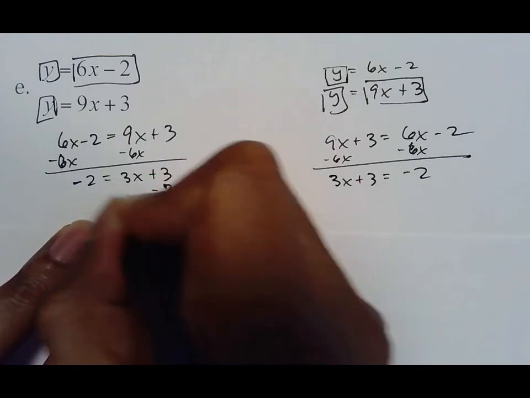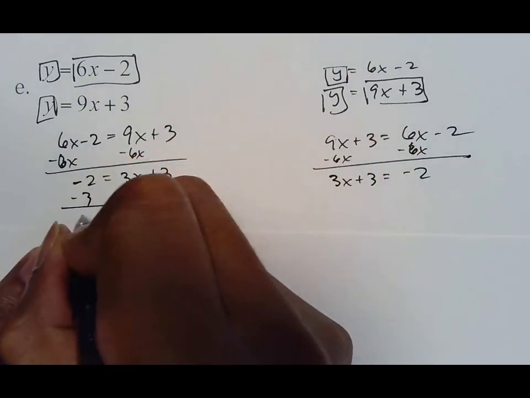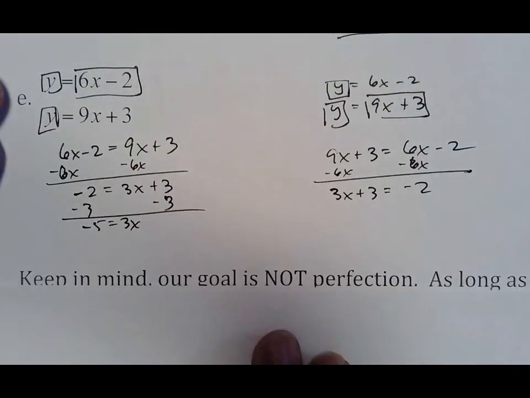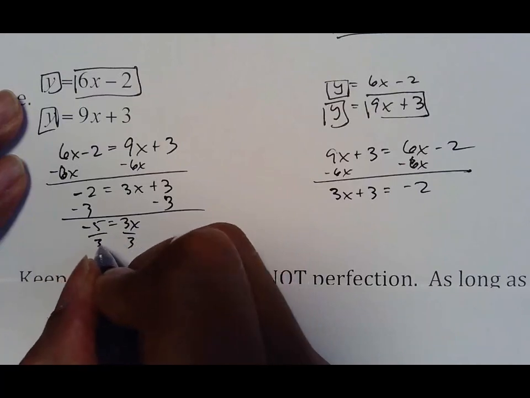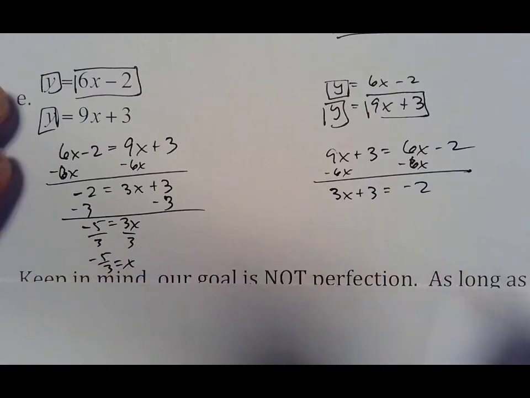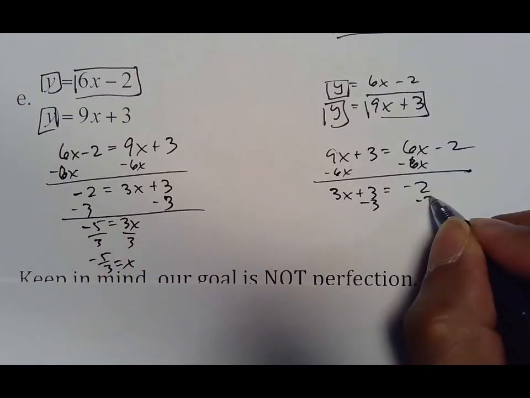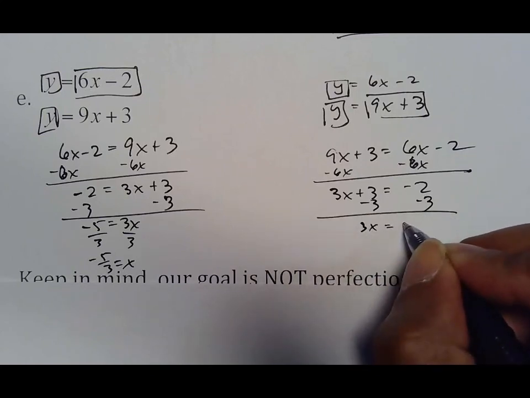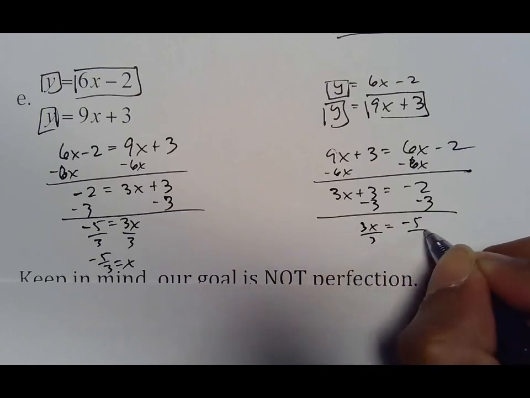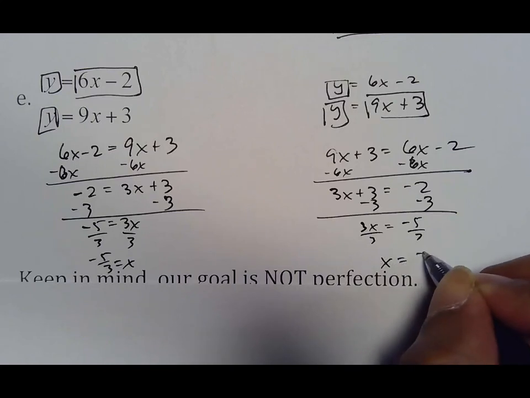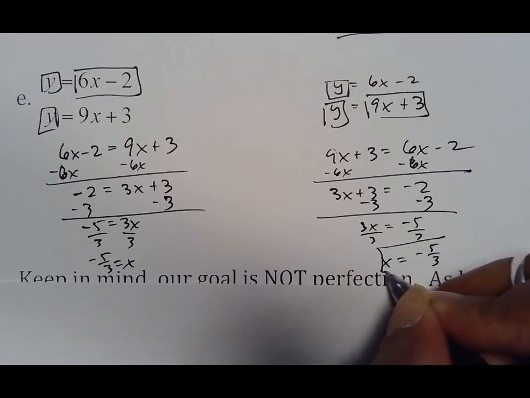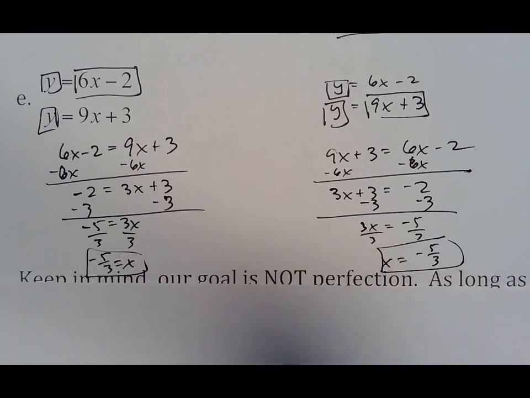I'll keep going just to prove to you it's the same thing. Minus 3, negative 5 equals 3x. Divide by 3, negative 5 over 3 equals x. Alright, minus 3, 3x equals negative 5. Divide by 3, look at that. x equals negative 5 over 3. So which one of these choices is better? Both of them.